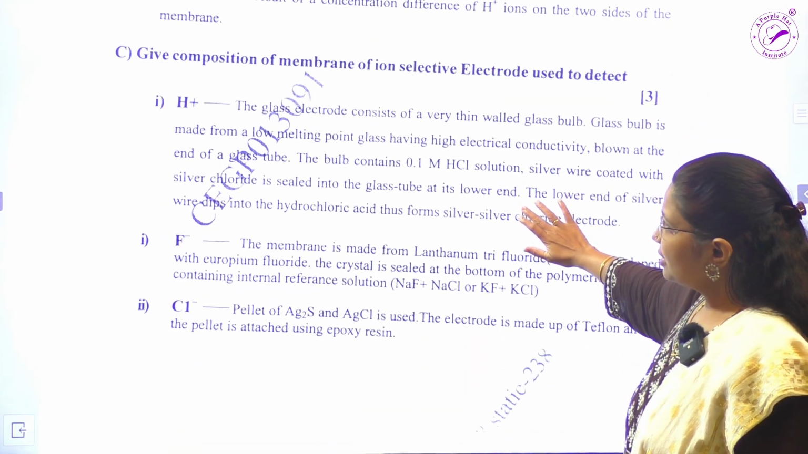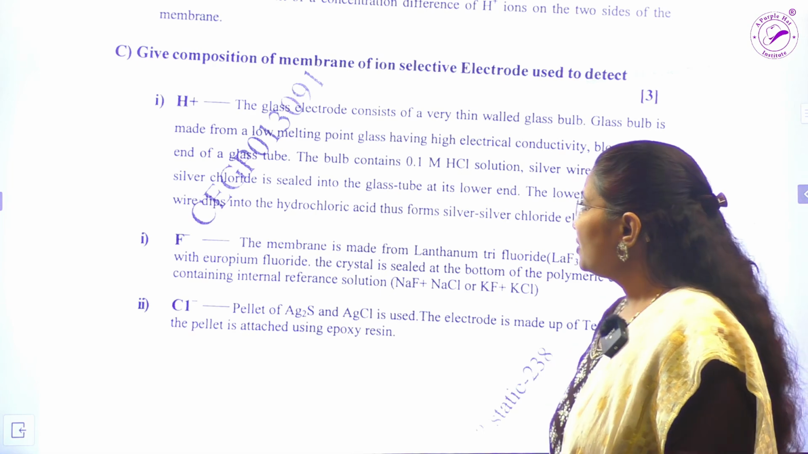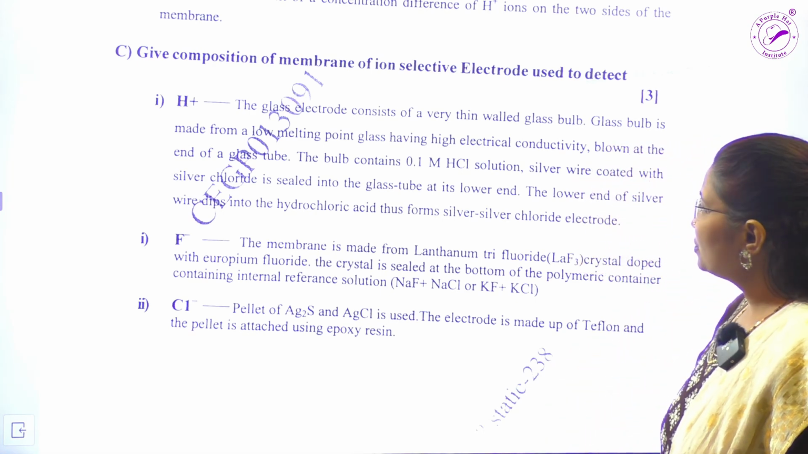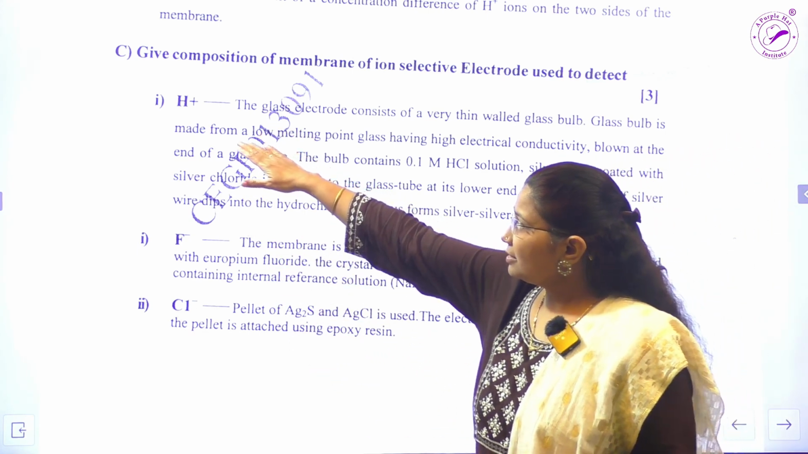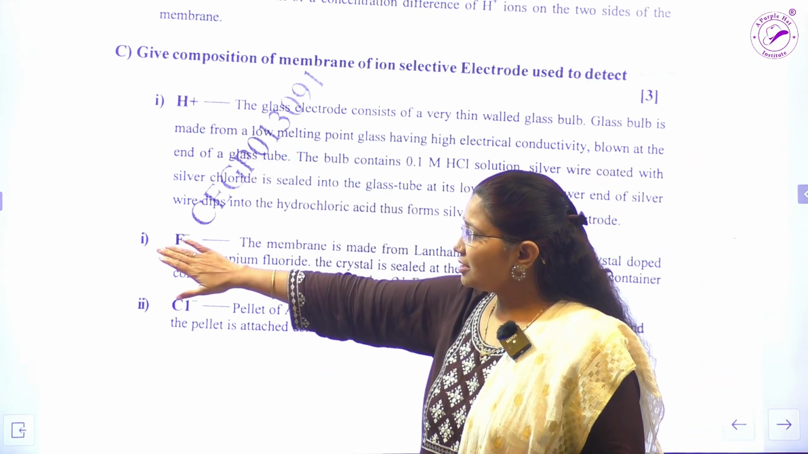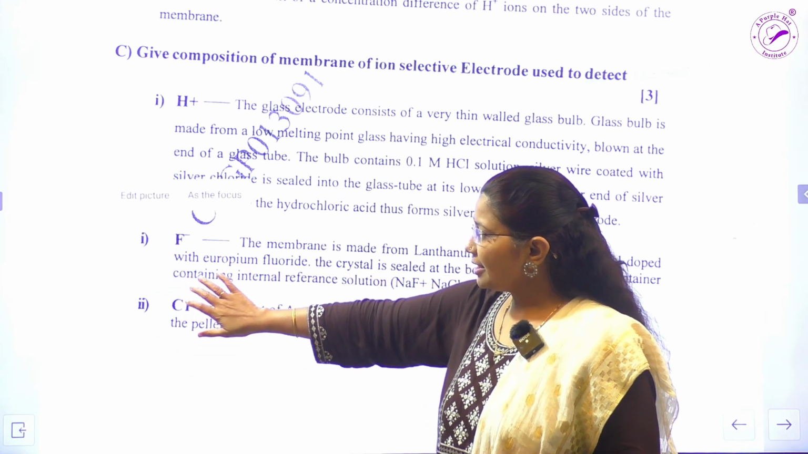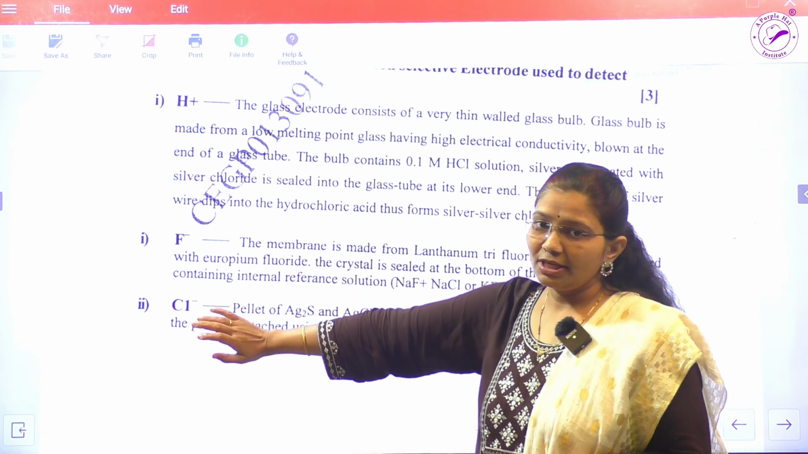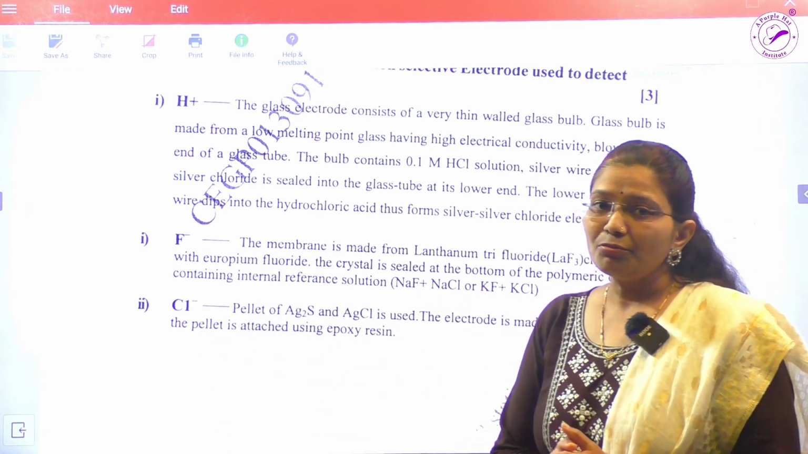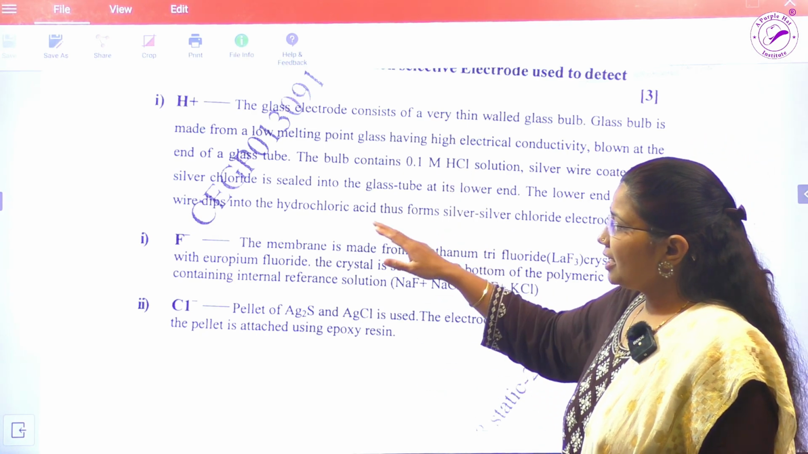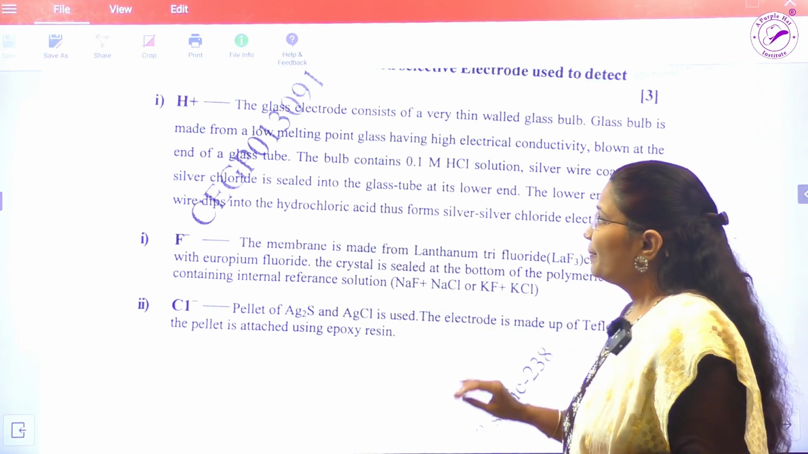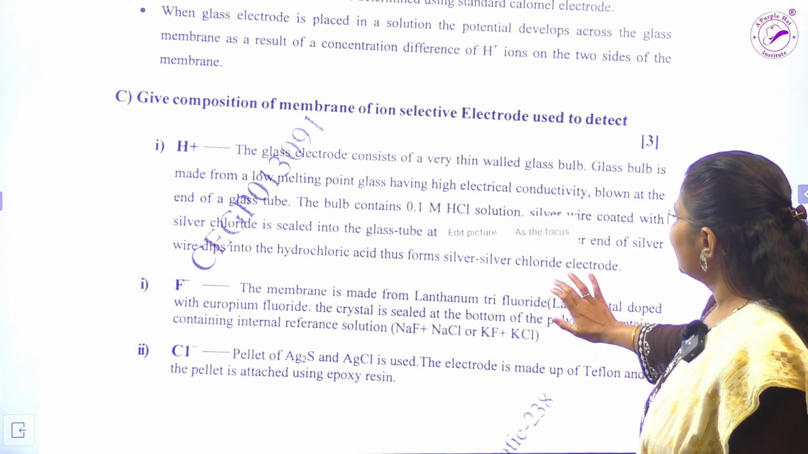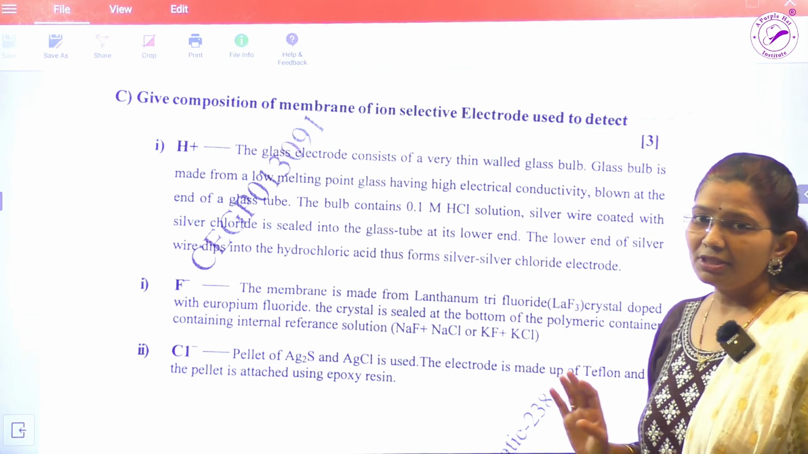Then the next question is: give the composition of the membrane of the ion selective electrode which is used to detect three ions, H plus, F minus and Cl minus, that is hydrogen ion, fluoride ion and chloride ion. So you will have to write the composition to detect these H plus, F minus and Cl minus ions. Just write down the answer of how they are composed, and this is for 3 marks for these 3 ions.